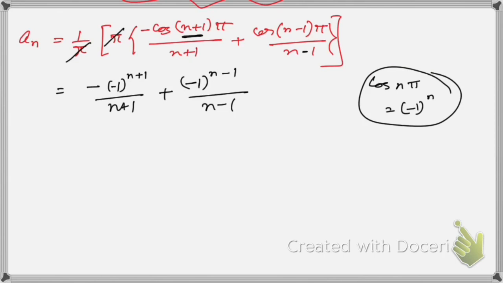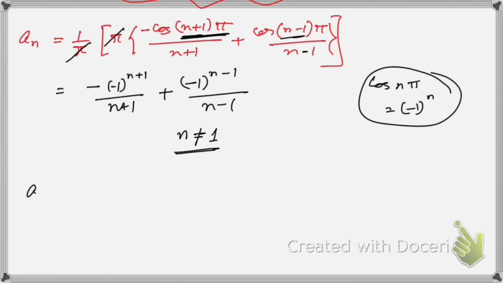According to this, cos of n pi is (minus 1) to the power n, so that's why cos of (n plus 1) pi is going to be (minus 1) to the power n plus 1, and cos of (n minus 1) pi is (minus 1) to the power n minus 1, right? So hope you have understood this. Now this is defined only for n not equal to 1, right? n not equal to 1.